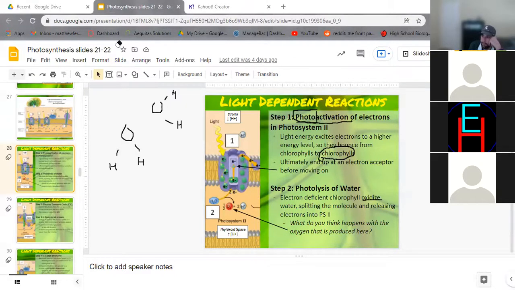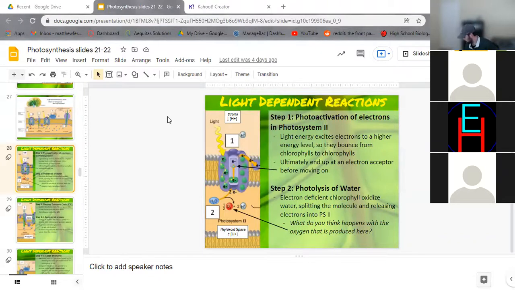Everyone on board so far? Yep. I have a quick question. So when you break water, you get oxygen and hydrogen. What happens to the hydrogen? That's a great question. Let's come back to that in a couple of steps. Go ahead and ask that in the chat just so we can make sure that we answer it. But we're going to come back to that in approximately 3 steps.